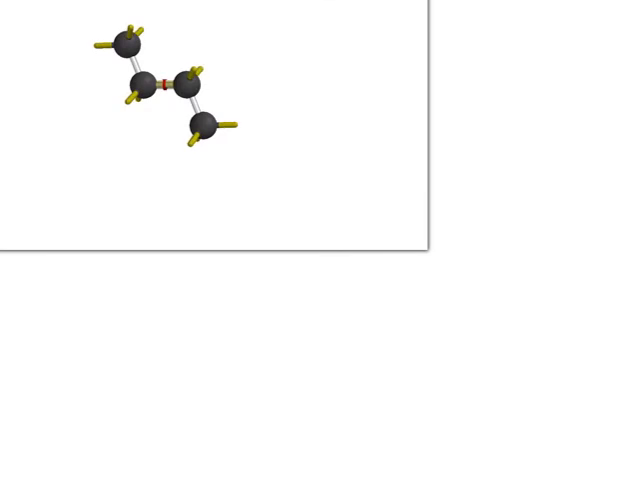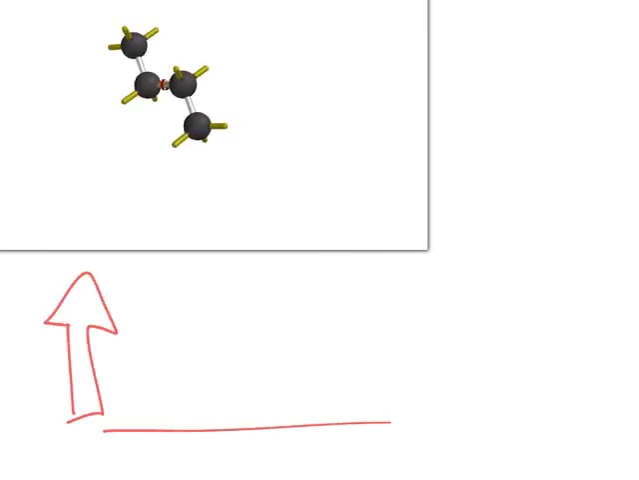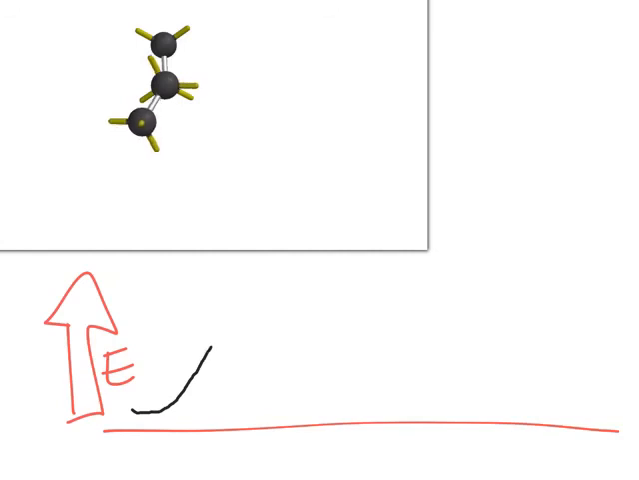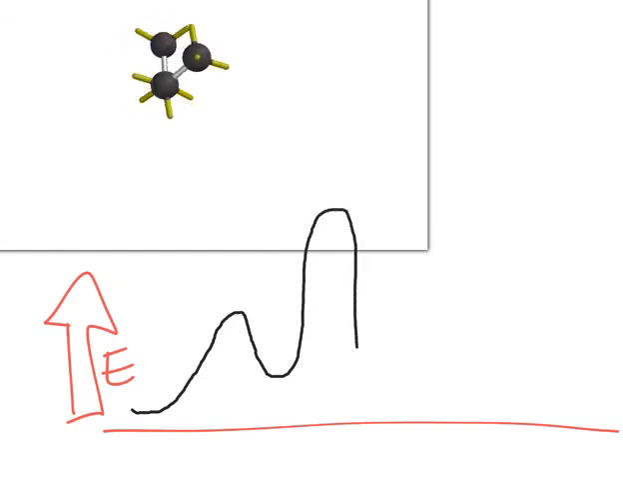Let's watch that one more time through a full 360-degree rotation. We start with our staggered conformation and begin rotating, and our energy goes up until we reach our first eclipsed conformation. We begin going down to a gauche conformation, back up to a high energy eclipsed conformation, down to a gauche, back up to a lower energy eclipsed, and down then to our starting staggered conformation.